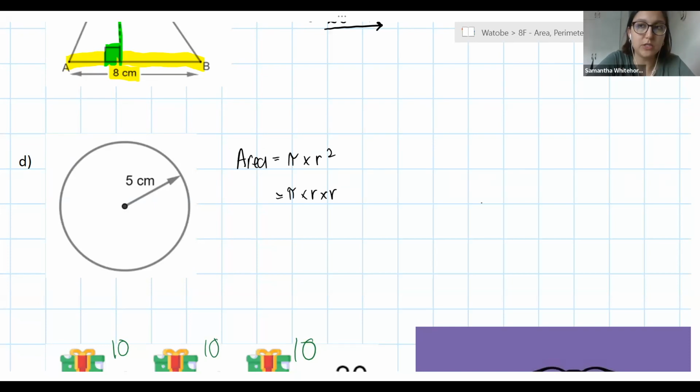Alrighty. Awakiwe, do you want to tell us? Yes, ma'am. The answer is 78,53 centimeters squared. Okay, so good, guys.